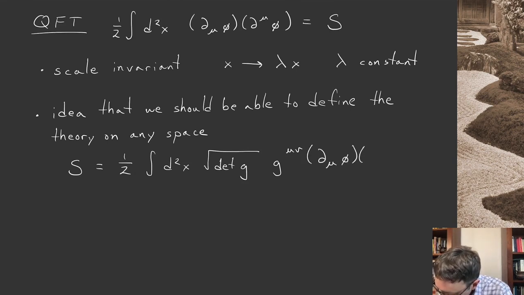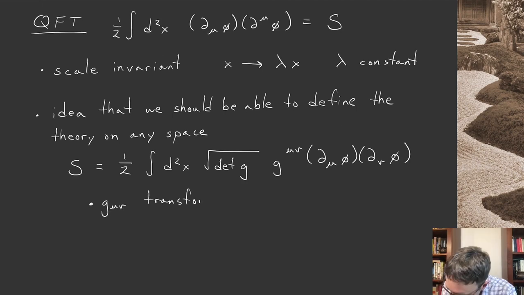dμφ dνφ. So it's the same theory now in a curved spacetime. And I've written this in a diffeomorphism invariant way, so that it doesn't matter what coordinate system I use, I should find the same theory out again. And now, under that same scaling, what am I going to find?